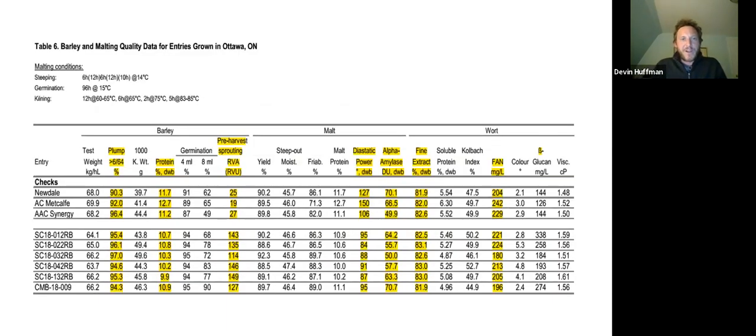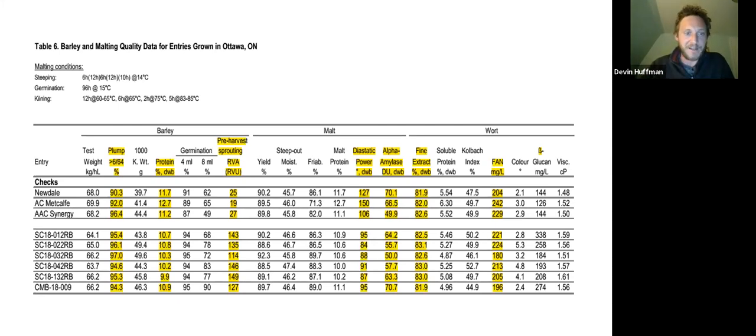Next real major driver for us for exploring the European varieties is agronomics. The barleys that we've been working with, Metcalfe and Newdale, are both bred and optimized for prairie growing conditions, Western growing conditions. In the East, it's a pretty stressful growing environment for them, primarily with the high temperature, high humidity summer months, and then much higher risk of having rainfall on the barley near harvest.